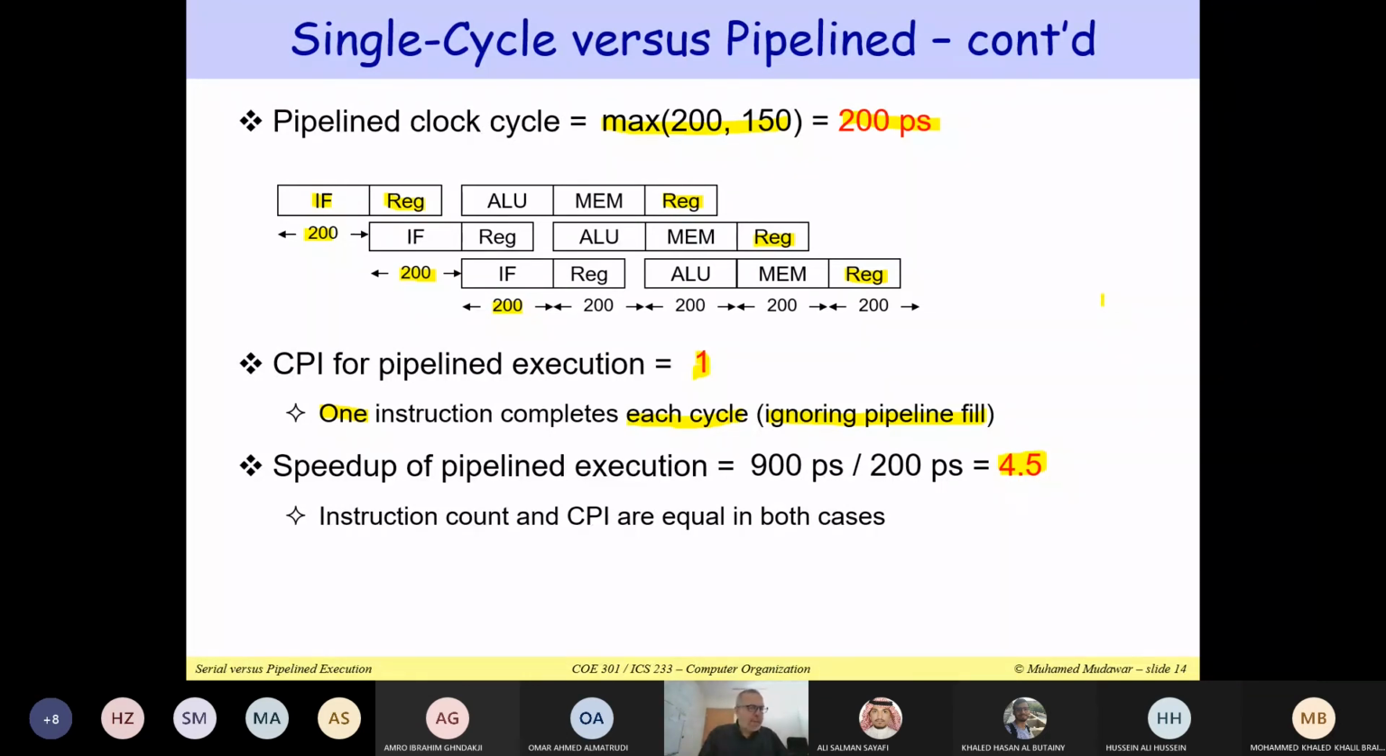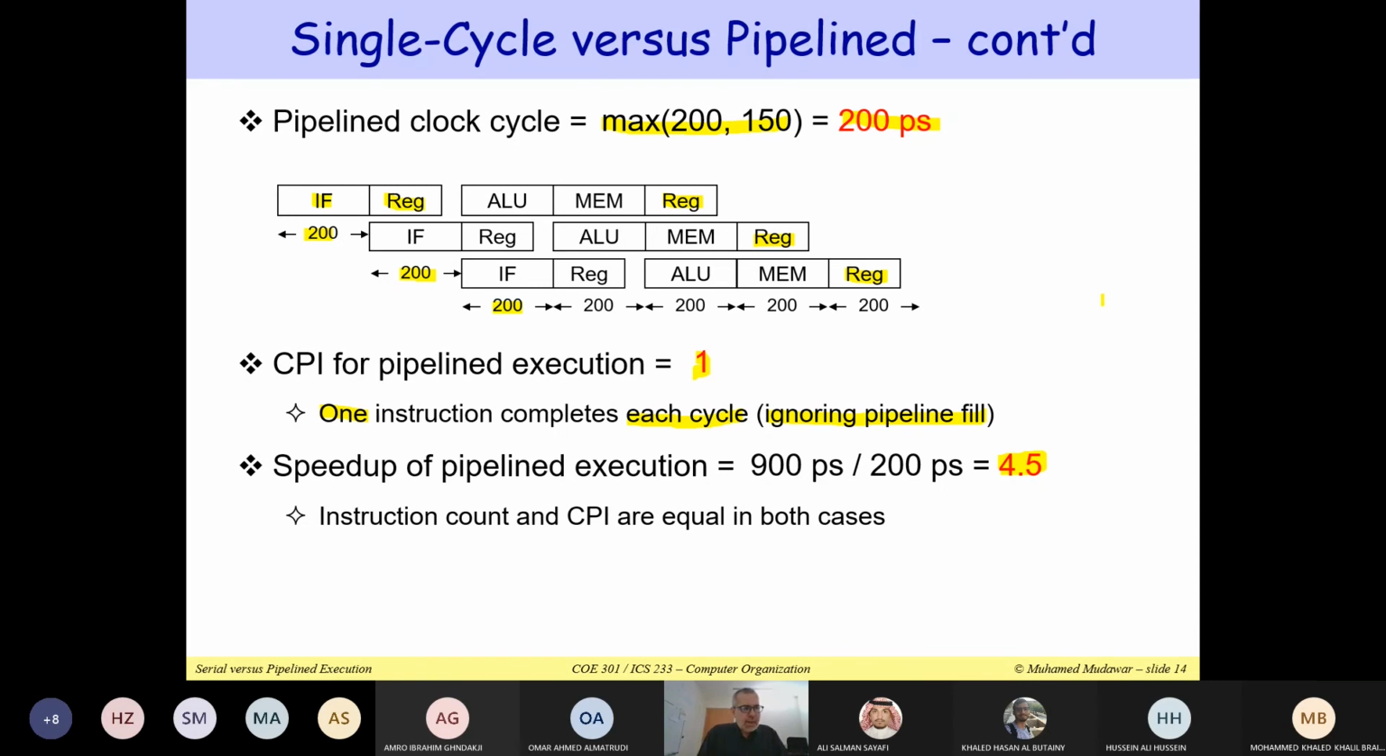Much better speed up than the multi-cycle CPU. In the case of multi-cycle, we achieved only a small speed up, like 1.17. I forgot the exact number that we saw in a previous example, but it was a small speed up. In the case of pipeline, we can achieve much better speed up. So 4.5x indicates that it's more than 4.5 times faster than the single cycle CPU.